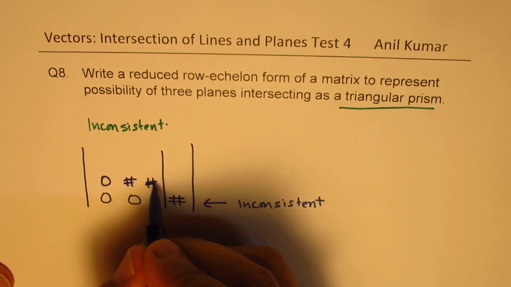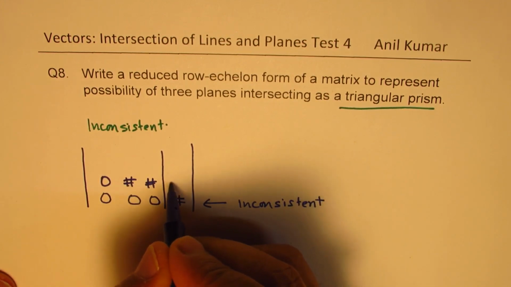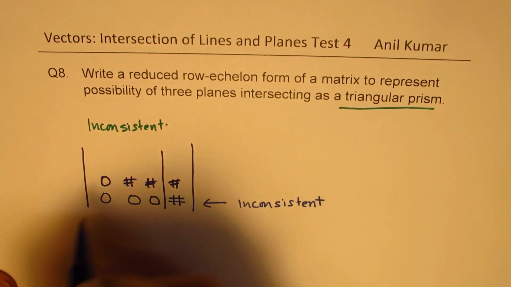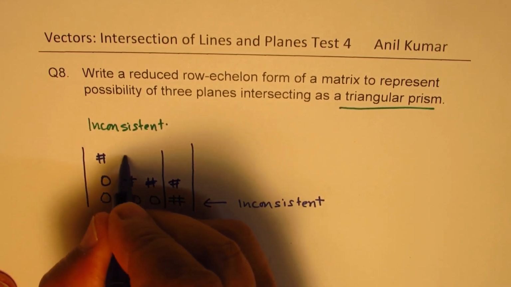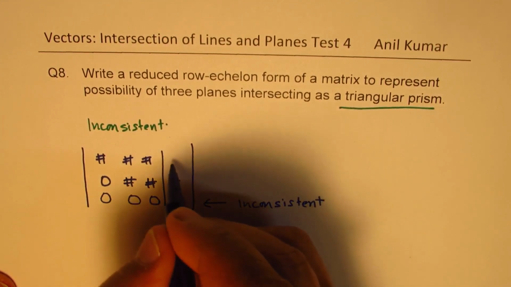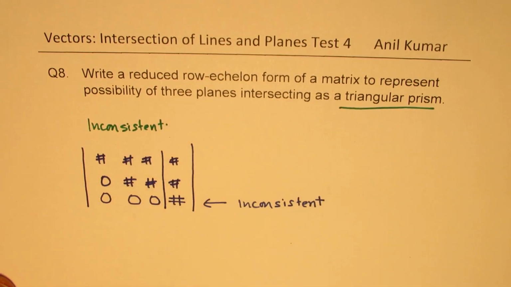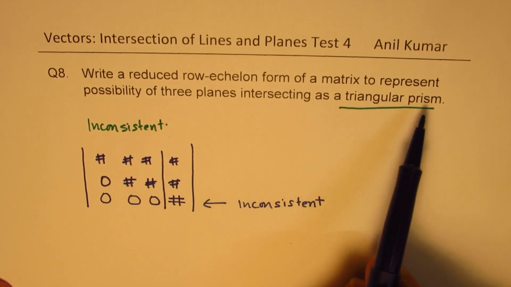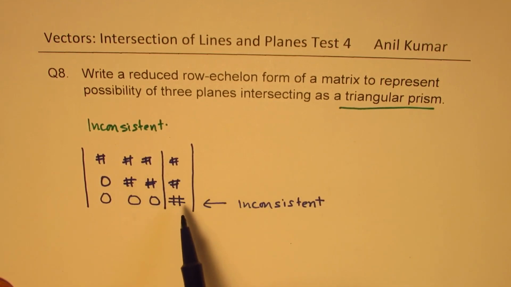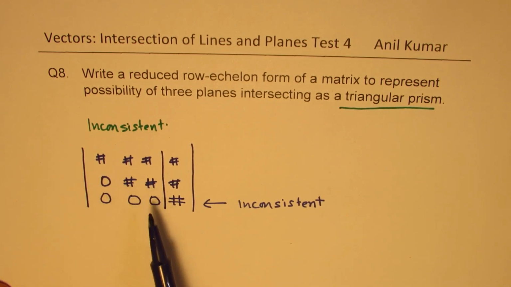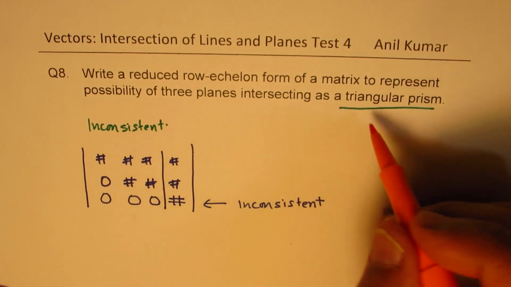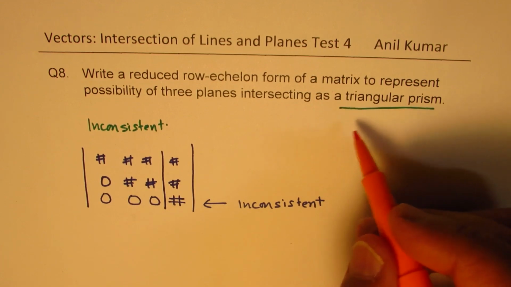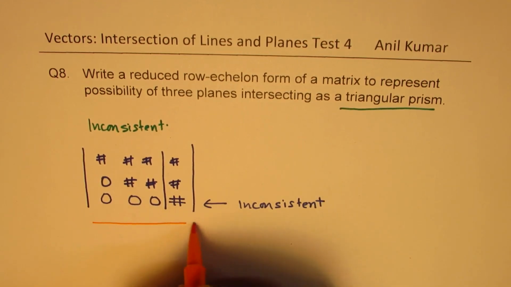You could put any number. Let's say a number here, a number here, or here also we have some number. Is it clear to you? So that should give you a solution which is for a triangular prism. So the possibility is there. That is a reduced row form where we are expecting the planes to intersect as a triangular prism. So that could be our solution. I hope that makes sense.